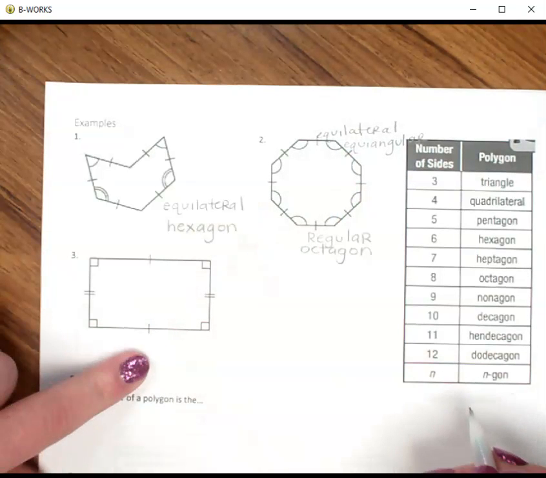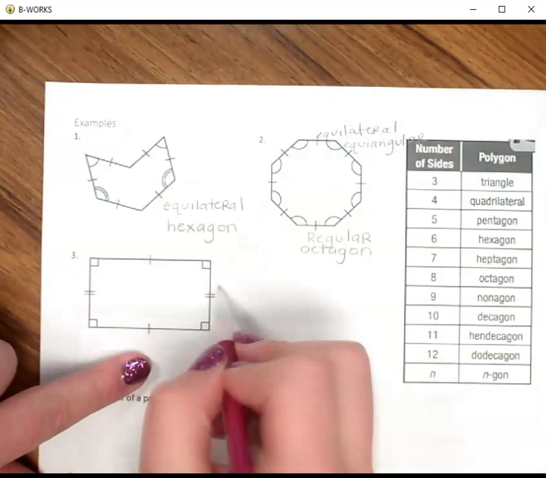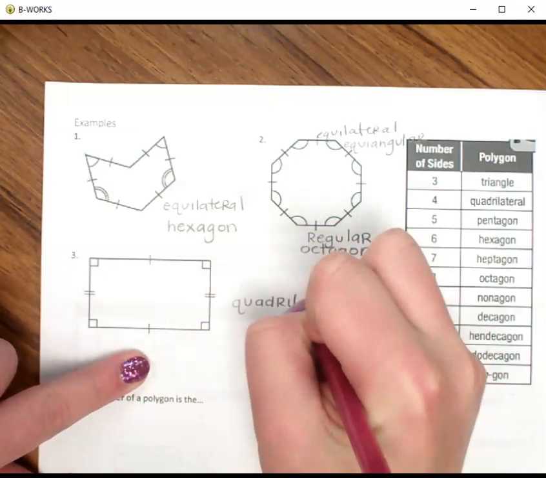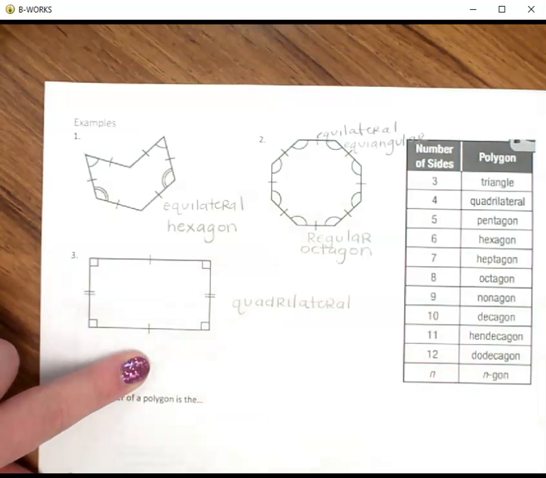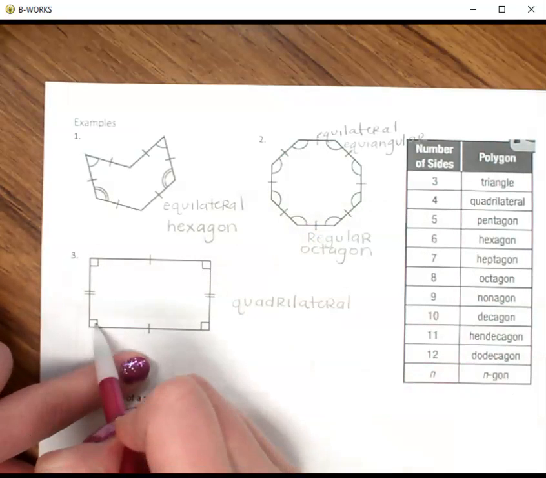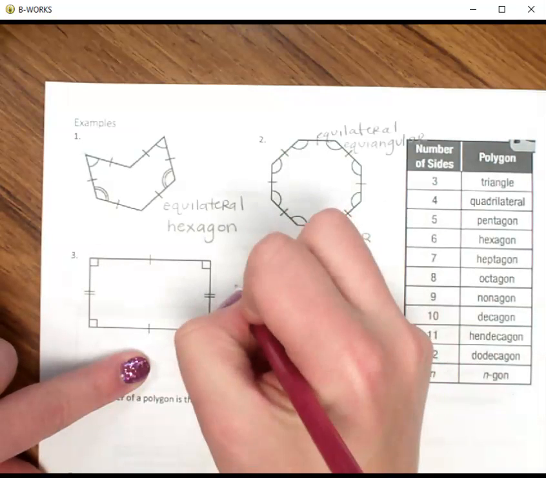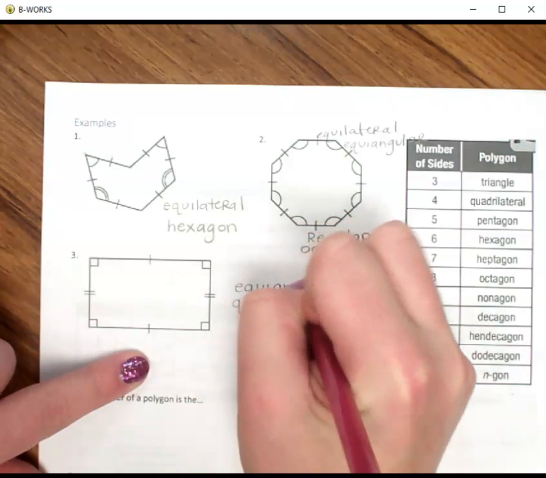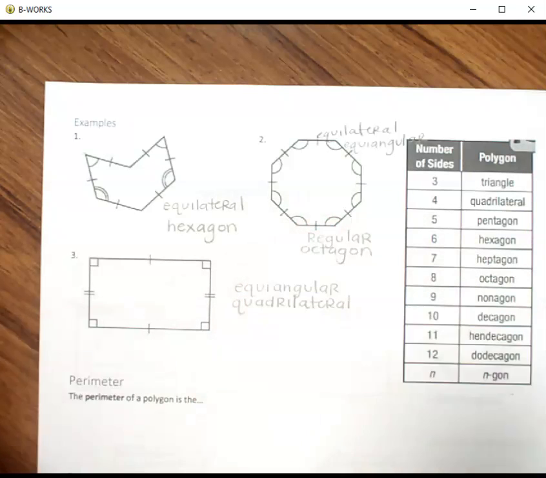All right, here we have 1, 2, 3, 4 sides, which makes it a quadrilateral. And I see 1, 2, 3, 4 right angles. Since they're all congruent, that is going to be an equiangular quadrilateral. Later this chapter, we will actually talk about specifically what an equiangular quadrilateral is.